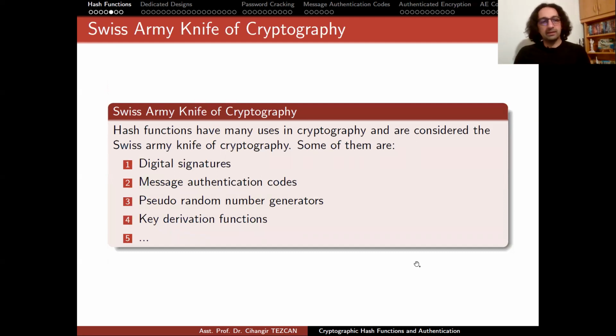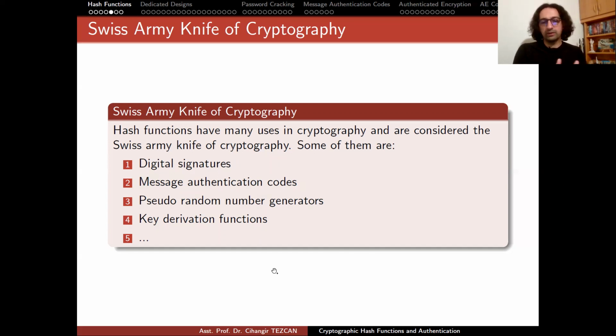So we say that hash functions are the Swiss Army knife of cryptography because they have many uses in cryptography, and some of them are digital signatures, an example I just gave. They are used in message authentication codes, which we will see soon. They can be used as pseudo-random number generators, and we need random number generators a lot in cryptography because many algorithms use random numbers. They can be used in key derivation functions, which we'll also talk about. And they have many different uses.